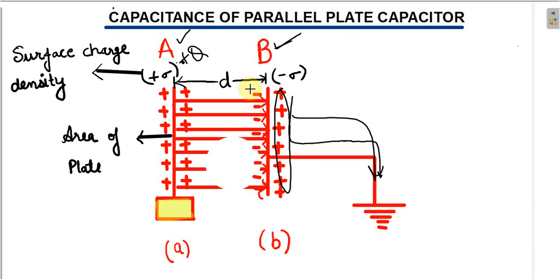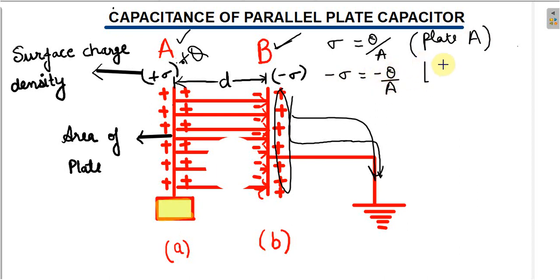So as you can see the plate A. So we have to write the equation for plate A. Plate A has a surface charge density, that is sigma is equal to Q by A. This is for positive charge. This is for plate A. Similarly, we have to write for plate B. So for plate B, surface charge density is minus sigma, that is minus Q by A for plate B.